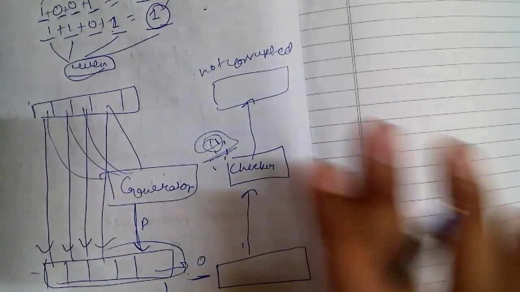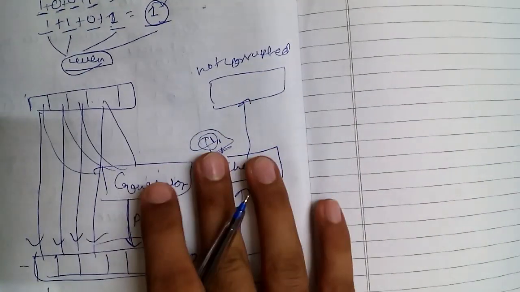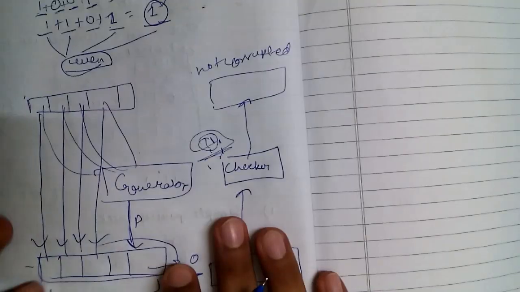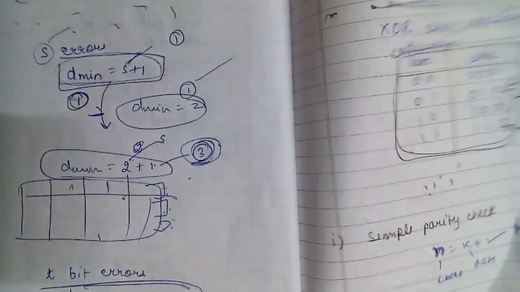Where it occurred, we don't know. We are not correcting it. We are just detecting whether an error occurred or not. So this is a simple linear block code, simple parity check.